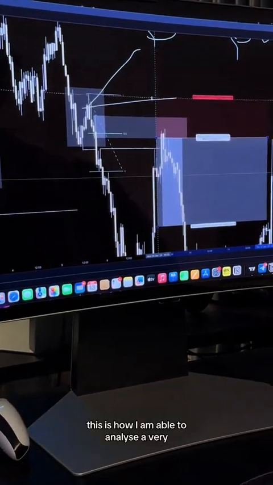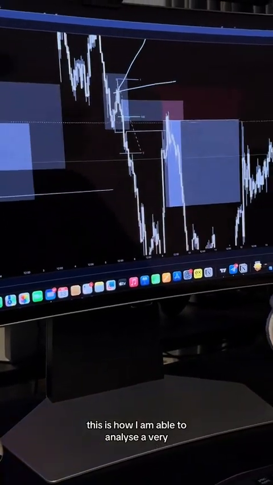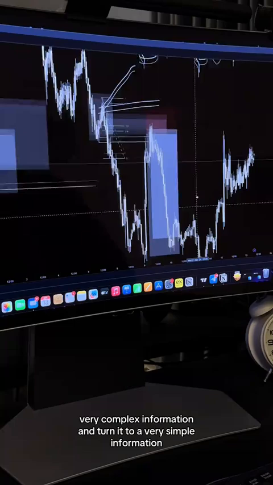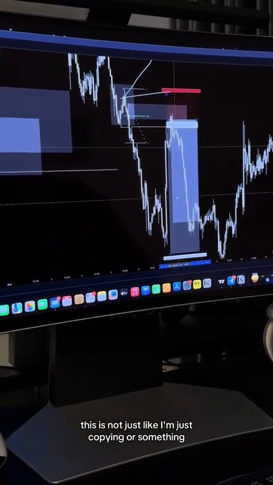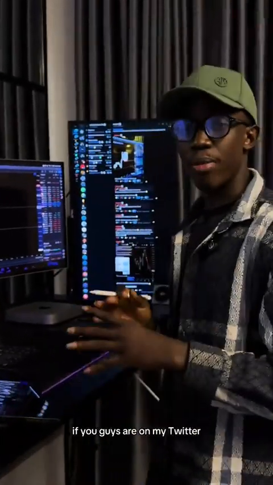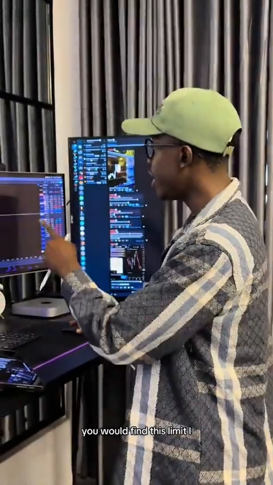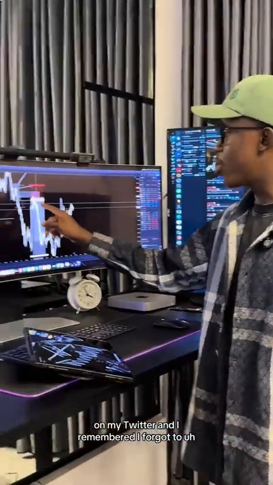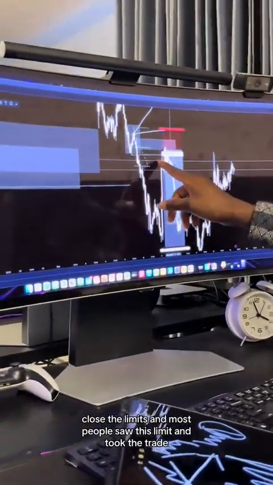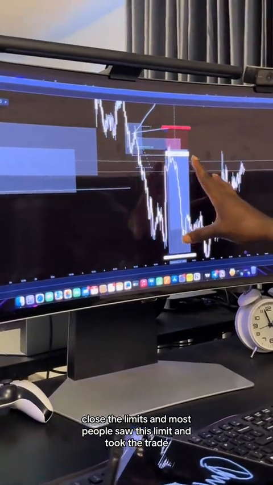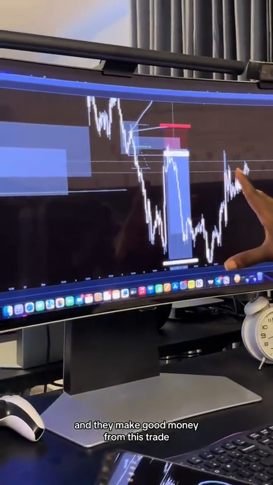This is how I am able to analyze very, very complex information and turn it into very simple information. This is not just like I'm just capping or something. I remember if you guys are on my Twitter, you would find this limit order. When I made some profit and I shared it on my Telegram and on my Twitter, I remember I forgot to close the limit. And most people saw this limit and they took the trade and they made good money from this trade. Very good one.